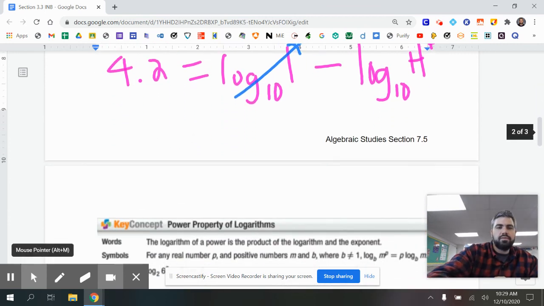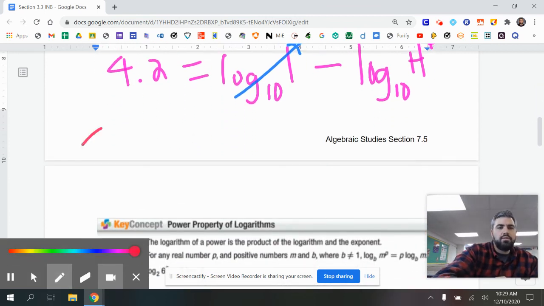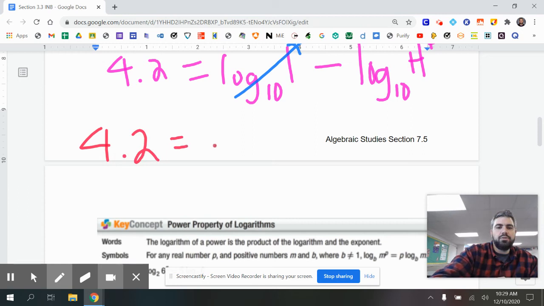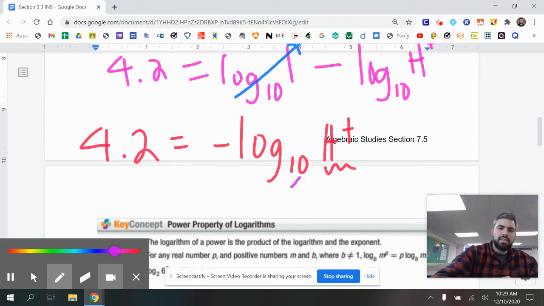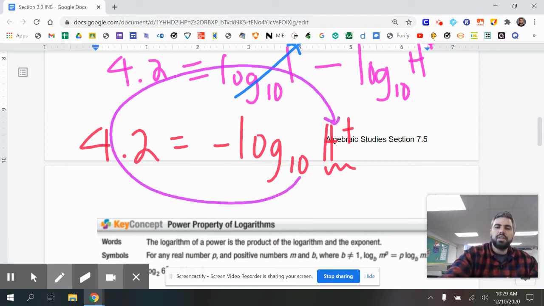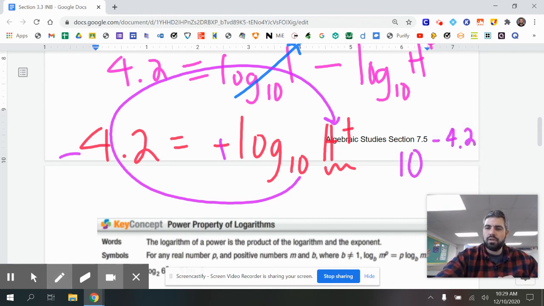And so now this is what I have: 4.2 is equal to negative log base 10 of H plus. Now, how could I solve that? Well, according to the loop rule, it's really going to be equal to 10 to the 4.2, and it's negative, so we'll just let that be negative 4.2. And so we'll say 10 to the negative 4.2 is equal to H plus.